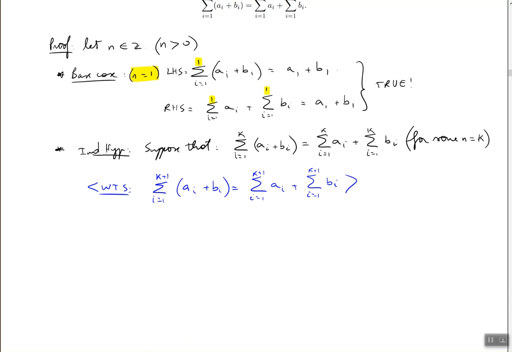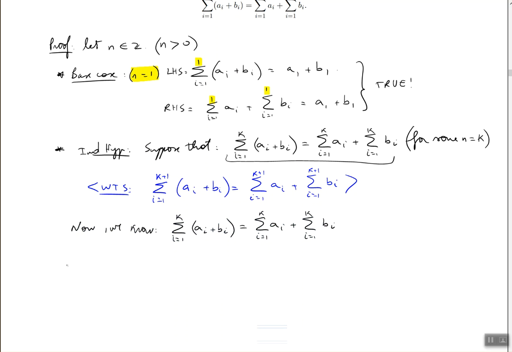Well, obviously we're going to be doing that with induction. And so what we're going to do is start with the thing that we know, and go ahead and add the ak plus 1 term and bk plus 1 term to both sides. So let's start with that. So now add ak plus 1 and bk plus 1 to both sides. And what do we get?